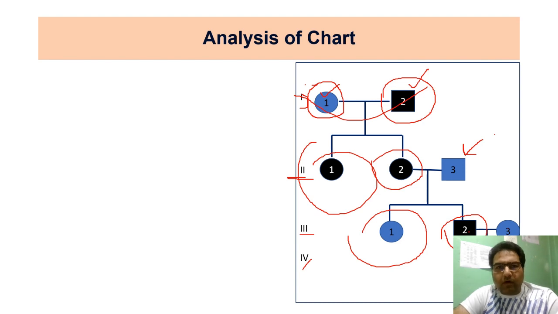Now, the analysis of the pedigree using the principles of Mendelian inheritance can determine whether the trait has a dominant or a recessive pattern. So by this pedigree chart, we can also analyze whether this very trait is a dominant trait or a recessive trait.